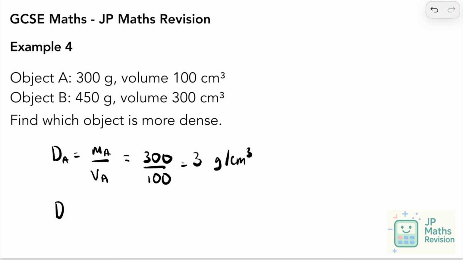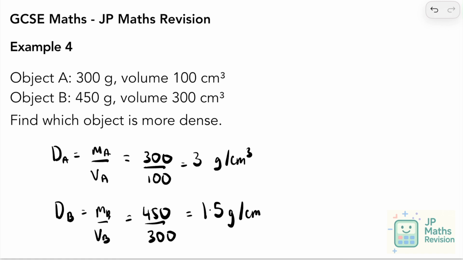And if we work out the density of B, we're going to do the mass of B divided by the volume of B. So the mass of B is 450 and the volume of B is 300. And 450 divided by 300 is going to give us 1.5. So that's 1.5 grams per cubic centimetre. So the more dense object is going to be object A.